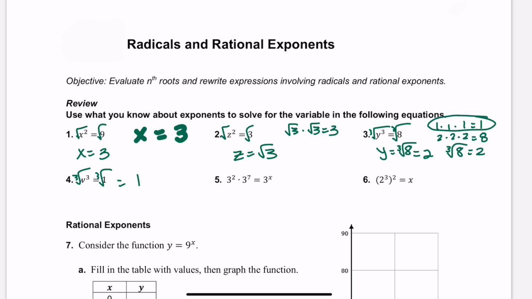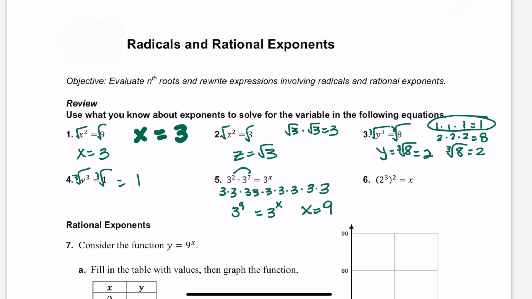Now, 3 squared times 3 to the 7th equals 3 to the x. We kind of learned about this the last time. I have 2 3's, and then I'm going to have 7 more 3's. Altogether, we've got 9 3's. So that's going to equal 3 to the x. Now we're trying to figure out what x equals. Well, it's going to equal this 9 here. We're just adding the 2 and 7 to get 9. So we don't need to write this out every time, but that's kind of what's happening. So x is going to equal 9.